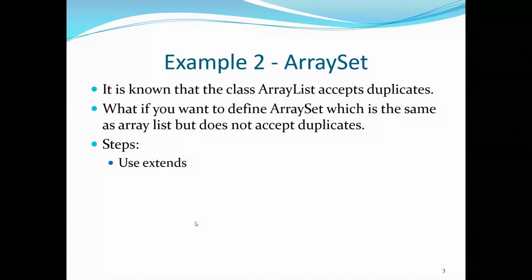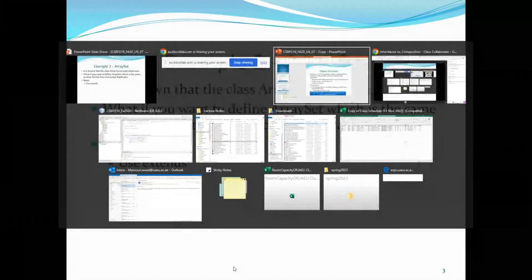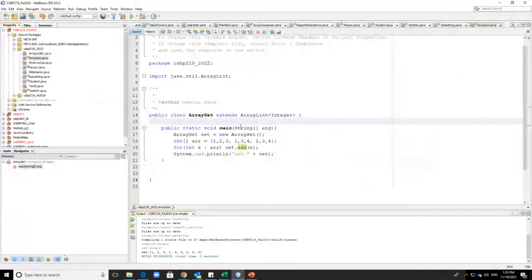Okay, so let me go to NetBeans here. So this is NetBeans. I will start with inheritance. So ArraySet extends ArrayList. And as you can see from this line of code, my ArraySet, the subclass that I'm trying to define, is using an already defined class in Java called ArrayList.